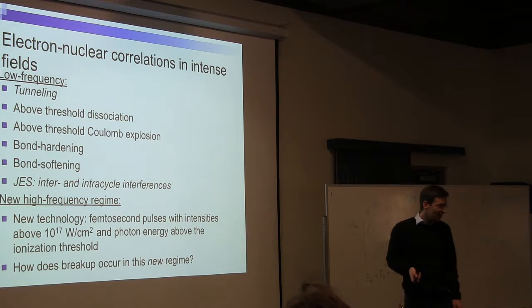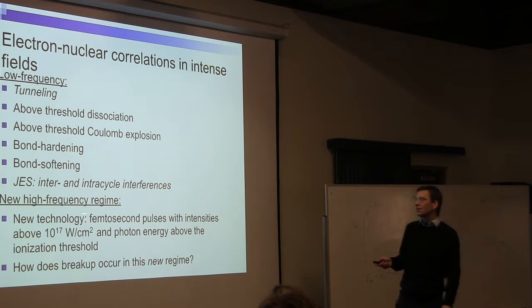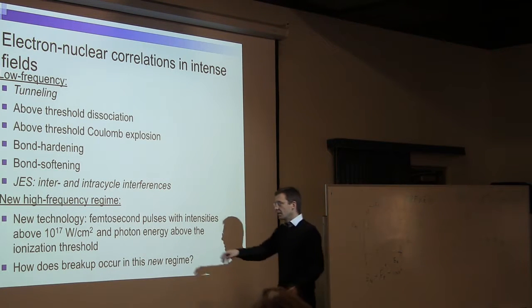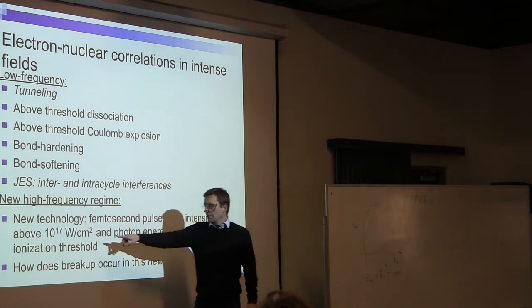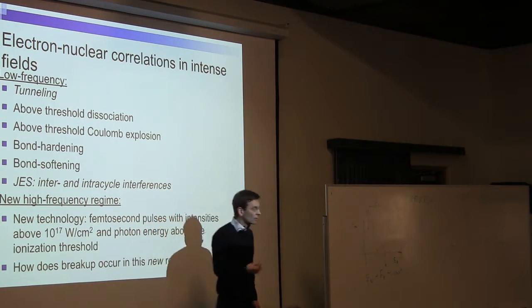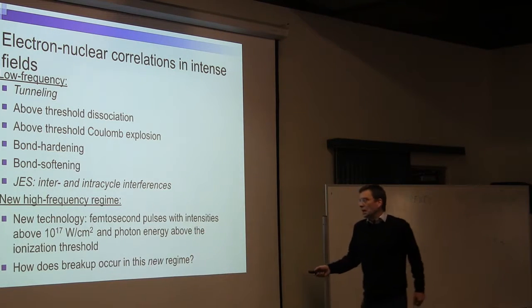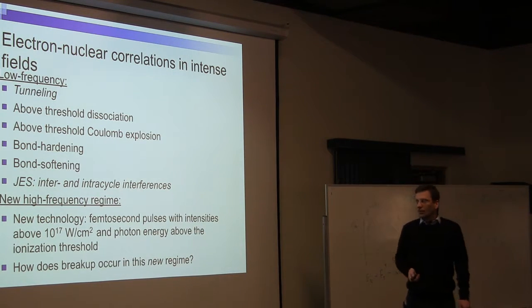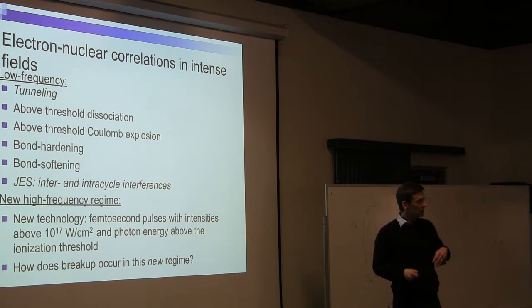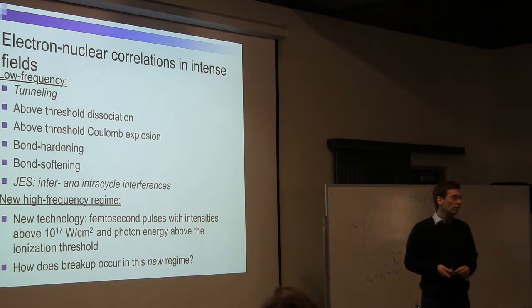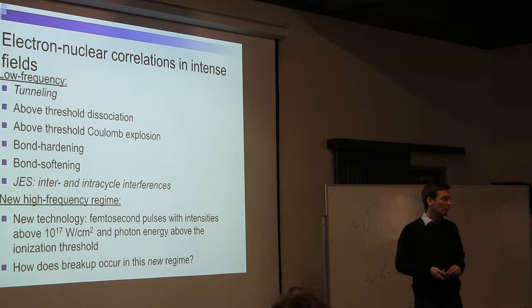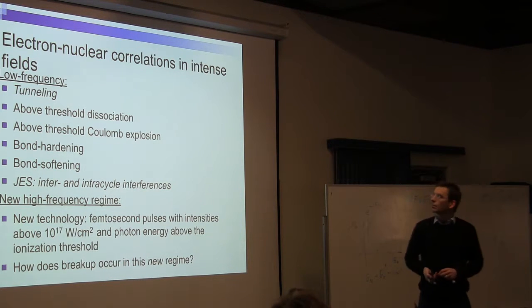the future a little bit, because new technology actually means that we can produce femtosecond pulses with intensities that are exceeding the atomic unit of intensity, and with photon energies above the ionization threshold. So this is a new regime, and how does breakup occur in this new regime? That's what we wanted to ask about. What is the characteristic breakup in that regime?